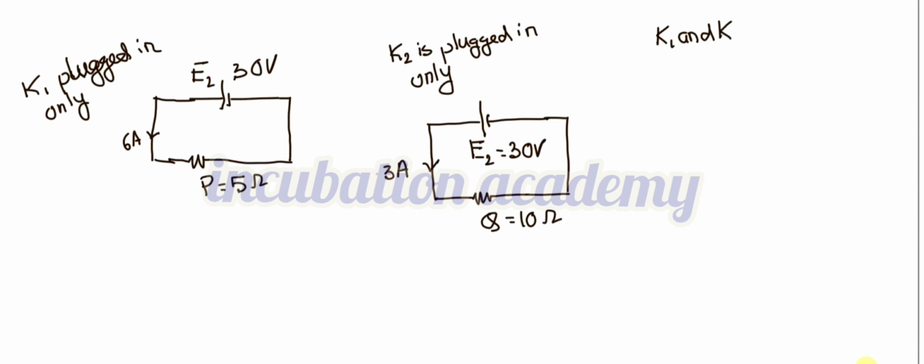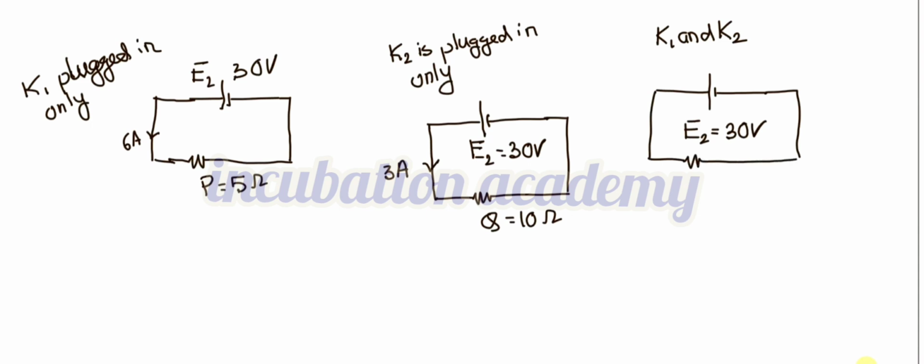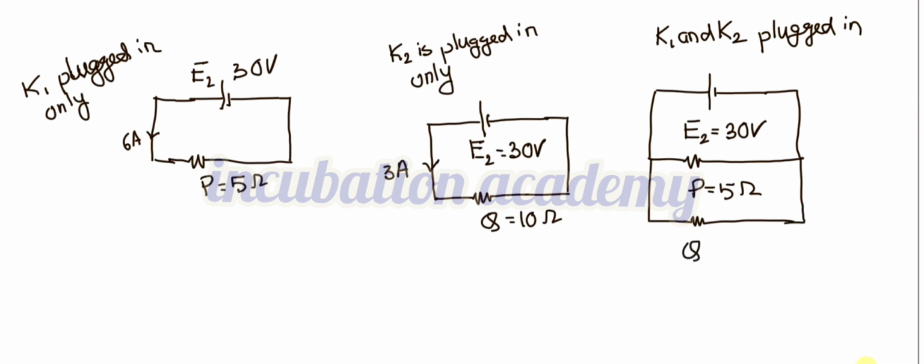When K1 and K2 are both plugged in, in that particular case we can say this E2 is 30 volt. K1 is plugged in, so capital P is in the circuit. Capital P means 5 ohm. K2 is also plugged in, that means capital Q is also in the circuit, that means your 10 ohm.